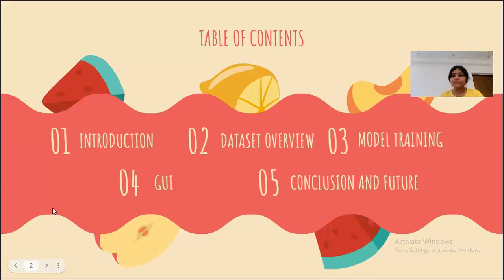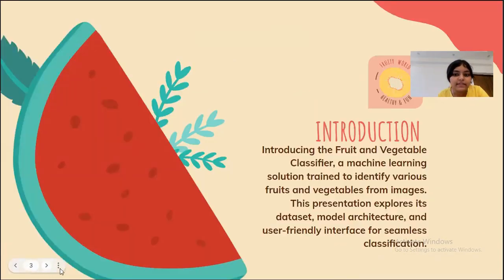And this is the table of contents. So firstly, I will be giving you an introduction about this project. Then I'll be talking to you about the dataset, then about the model training, the GUI, and then the conclusion and future of this project. Moving on to the next slide is the introduction. So this is a fruit and vegetable classifier, a machine learning solution trained to identify various fruits and vegetables from images. This presentation explores its dataset, model architecture, and user-friendly interface for seamless classification.